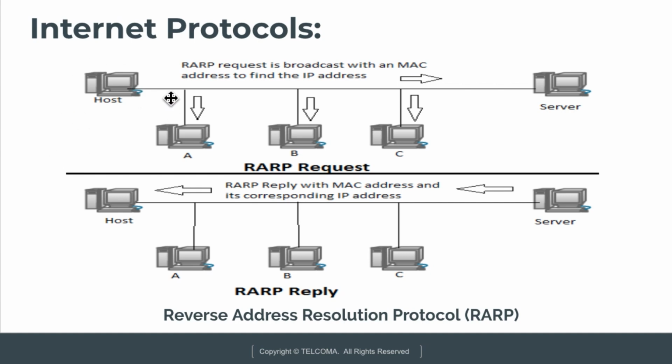that is connected to this network. After connecting to this network, this host only knows its MAC address; it doesn't know its IP address. For that, it sends an ARP request, broadcast with its MAC address, to find the IP address. Now it broadcasts this ARP request. When this server gets this ARP request, from its cache it finds the particular IP address that corresponds to the MAC address and sends back a unicast ARP reply to this host with the MAC address as well as the corresponding IP address. So in this way this RARP protocol works.